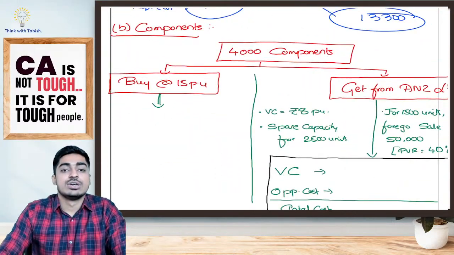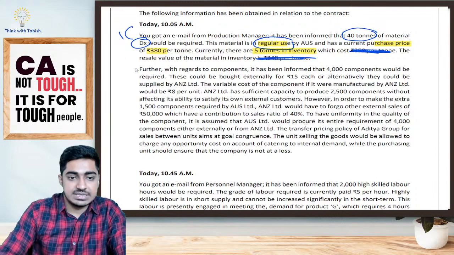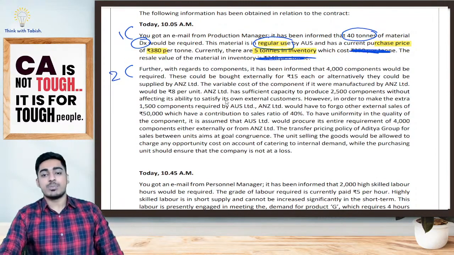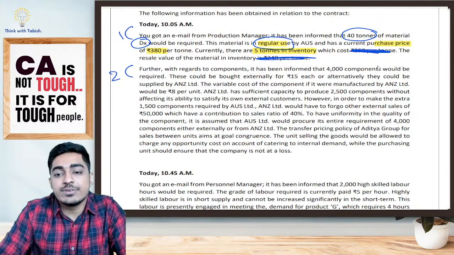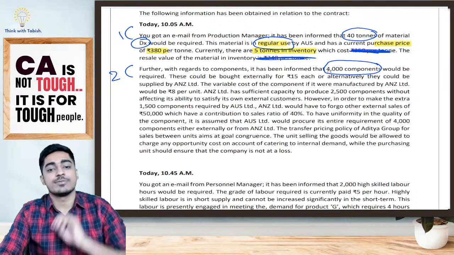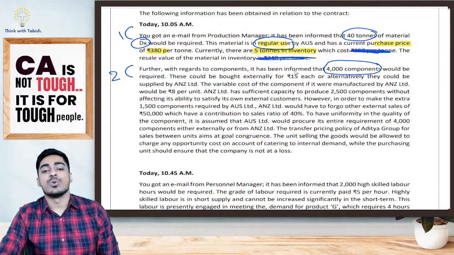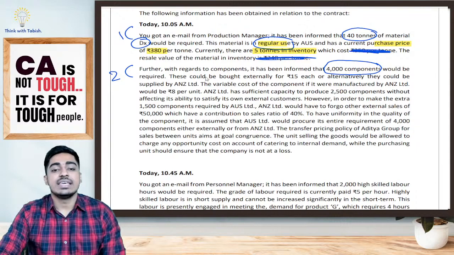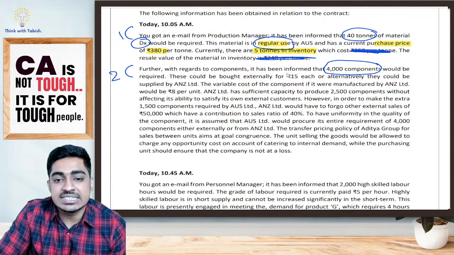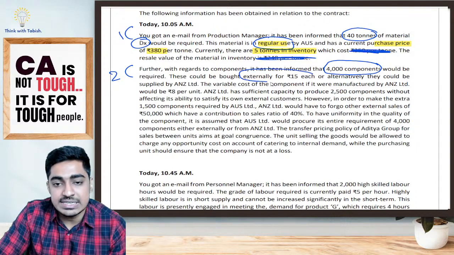Now next, we also have our components. This is the second paragraph with respect to components. It is informed that 4,000 components are required. Now what can we do with respect to components? Either it could be purchased externally for 15 rupees each.